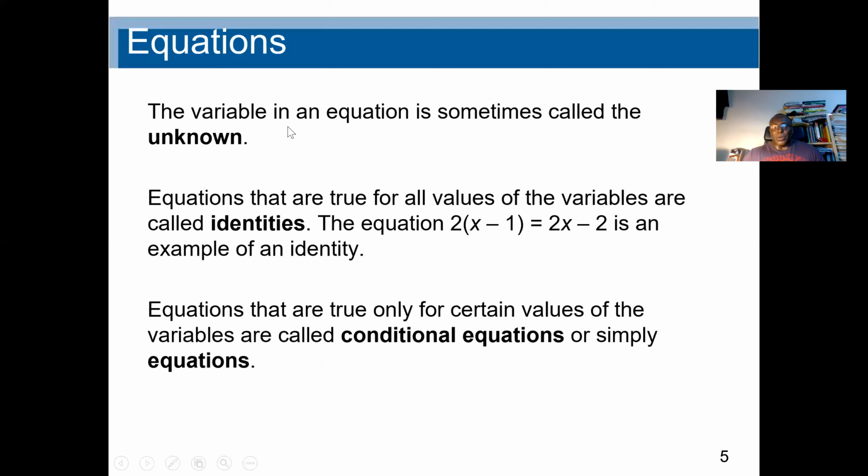So the variable in an equation is sometimes called the unknown. As I said earlier, x is the unknown value. We calculated for it. Now, for example, we have another equation here: 2 parenthesis x minus 1. So this is the same as saying 2 times x and then 2 times negative 1. So you get 2x minus 2. This is an example of an identity.